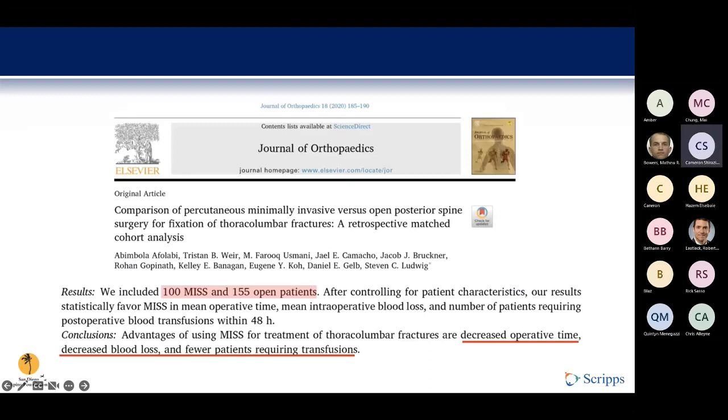So here are some further comparisons. This was a comparison of the PERC versus open, 100 minimally invasive cases versus 155 open cases. And once again, they came to the conclusion that the advantages for treatment of thoracolumbar fractures are decreased operative time, decreased blood loss, and fewer patients requiring transfusion.